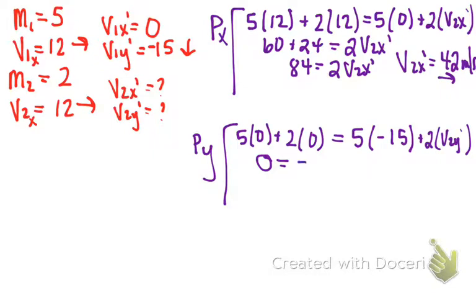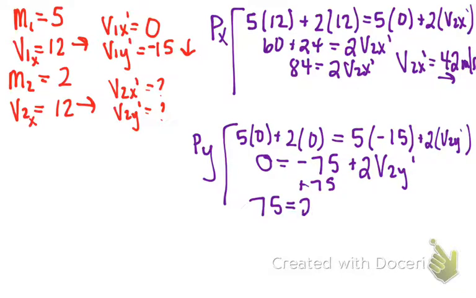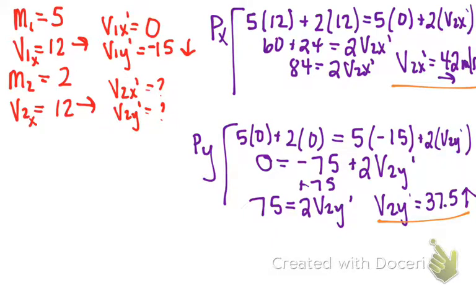So this gives us negative 75 plus 2 V sub 2y prime. We're going to add that to the other side, which means that V sub 2y prime is equal to positive 37.5, which means it's going in the upward direction. Okay, now we've got each of our components, our v sub 2y component and our v sub 2x component of our second object post-collision.